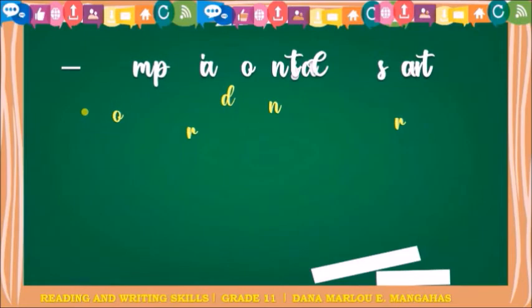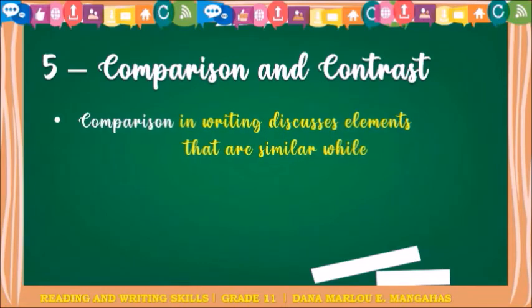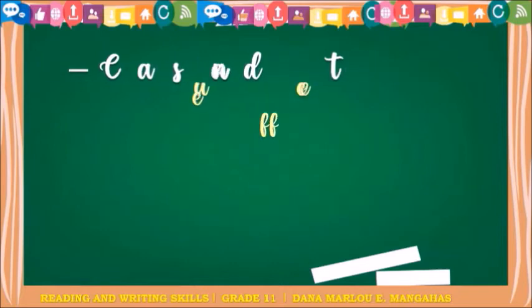The fifth pattern is comparison and contrast. Comparison in writing discusses elements that are similar, while contrast in writing discusses elements or ideas that are different. A compare and contrast essay then analyzes two subjects, comparing them, contrasting them, or both.